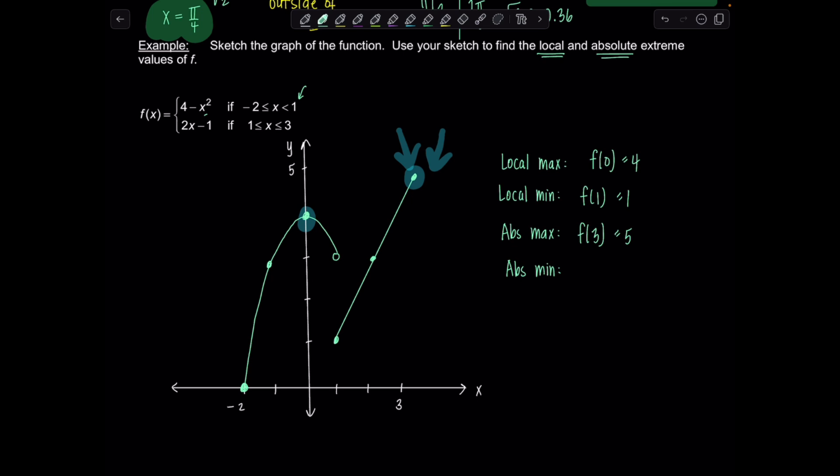And absolute min, do I have one? Yes, right here. Not this one, because this function value is smaller. f of -2, which is 0. All right, good.